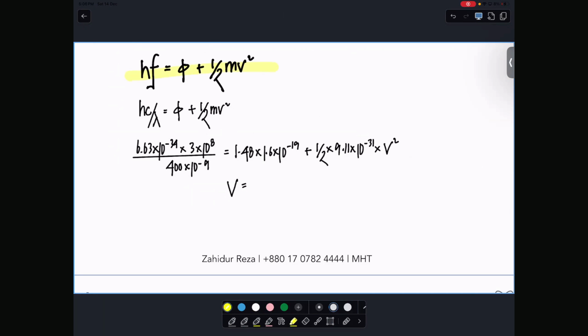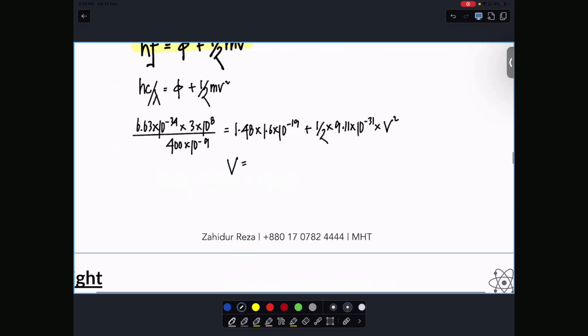What velocity do you get? So far, I heard 4 different velocities. 7 point something into 10 to the power 5. This happens to be the highest velocity you can attain. Typically the velocity that you'll find from here is going to be lower than this.